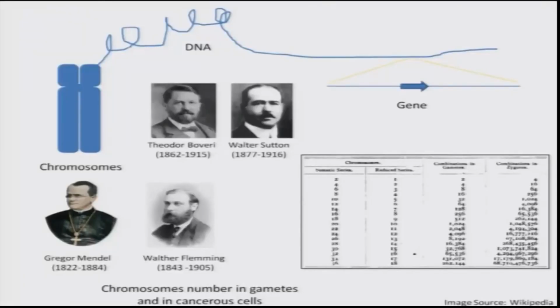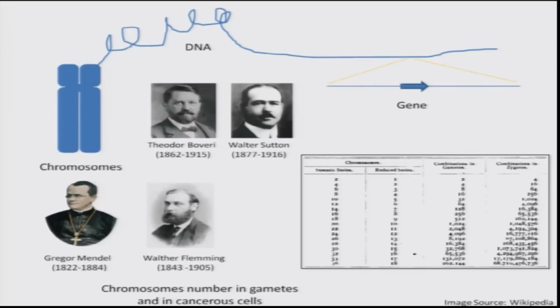But almost at the same time, these three people, Mendel, Fleming and Boveri, were all of European origin, and they were working in Europe. But at the same time, Walter Sutton, an American, was also looking at the same phenomenon, as to how the chromosomes are sorted in meiotic cells. And what is shown on the right side is one of his observations.